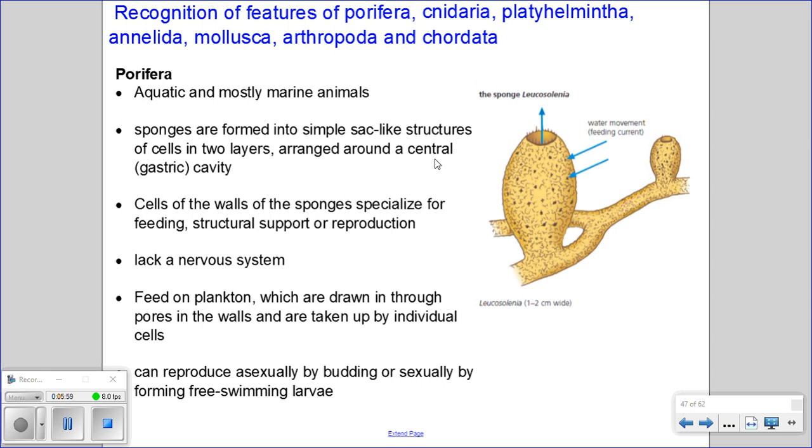In this phyla, they lack a nervous system, and they feed on plankton, which are drawn in through pores in the walls, and are taken up by individual cells, and then that water passes through that gastric cavity in the middle. The porifera can reproduce asexually by budding or sexually by forming free-swimming larvae.